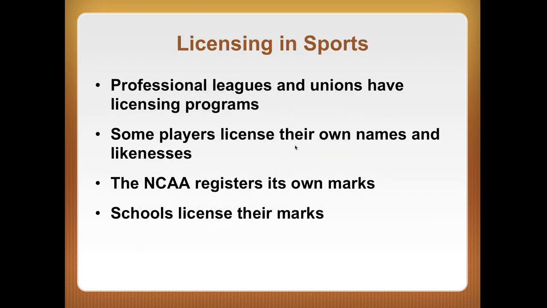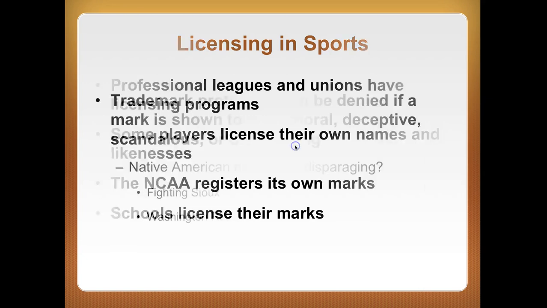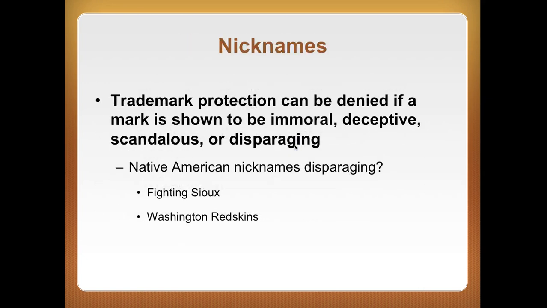All leagues have licensing programs. Some players have their own names and likenesses licensed. The NCAA registers everything. Schools register everything through the Collegiate Licensing Corporation, which is based in Atlanta. So you have to get permission to use this kind of stuff.